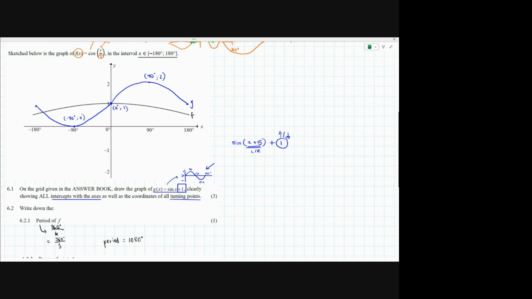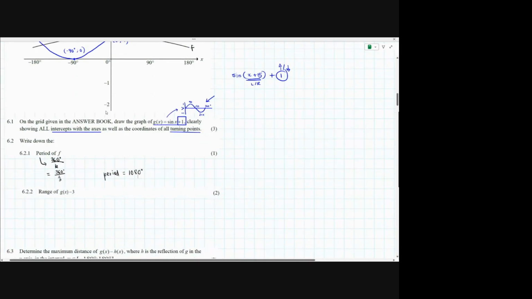All right. The second question, 6.2.2, says the range of g of x minus 3. So g of x was the sine graph that we just drew, sine of x plus 1. But now what we need to bear in mind is that there's an added minus 3. You quite literally just add that onto your equation. This is essentially telling me that I'm taking my original graph g of x and shifting 3 units down. And so we now need to figure out where this graph would sit if we shifted 3 units down. So this would now give me sine of x minus 2.